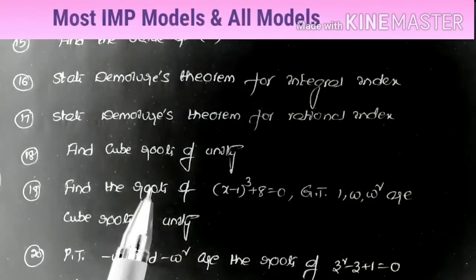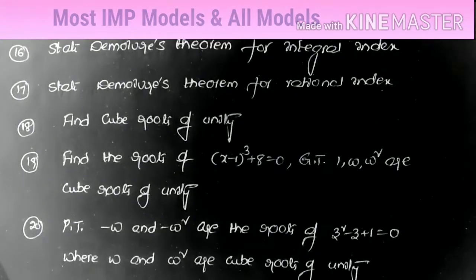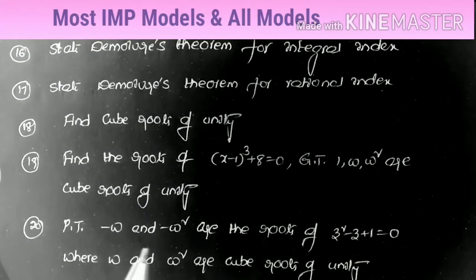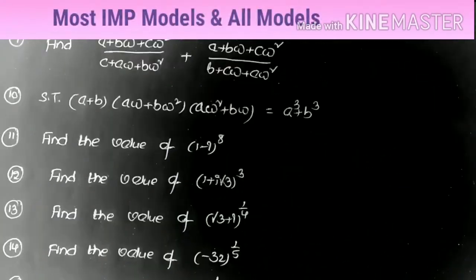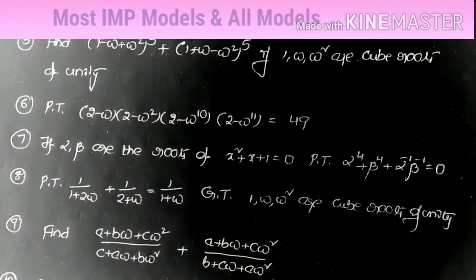And the next one, find the roots of the equation. And next one, prove that minus omega square are the roots of the equation. Now these are all the expected models from De Moivre's theorem. Very, very important problems.